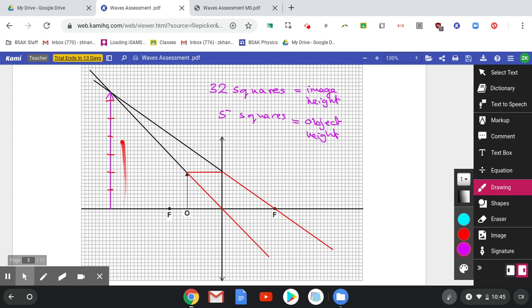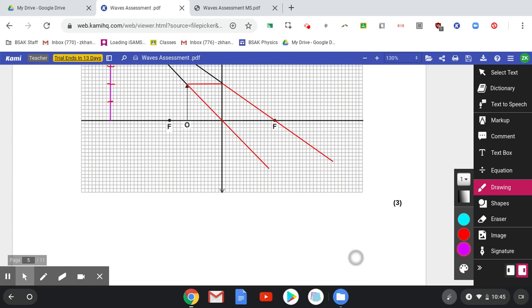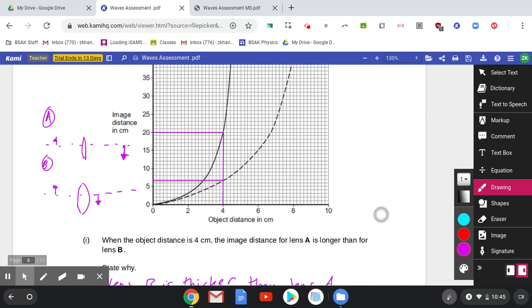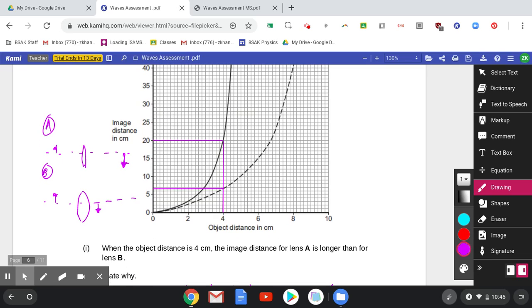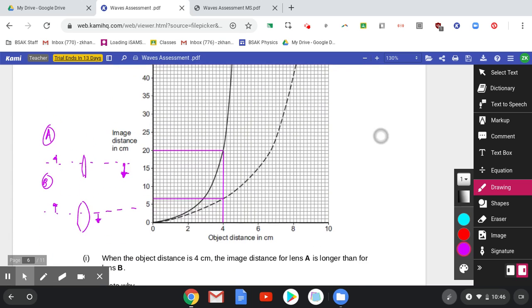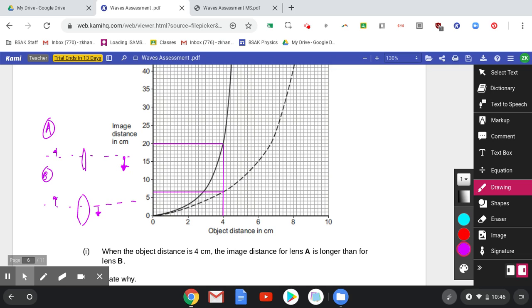So here we've got a question, and I've annotated the question slightly. So when the object distance is 4 centimeters, the image distance for lens A is longer than for lens B. So I've drawn a line. When the object distance is 4 centimeters, the image distance for one of the lenses is around about 6.5 centimeters. The image distance for the second lens is 20 centimeters. So what does that look like in terms of pictures?